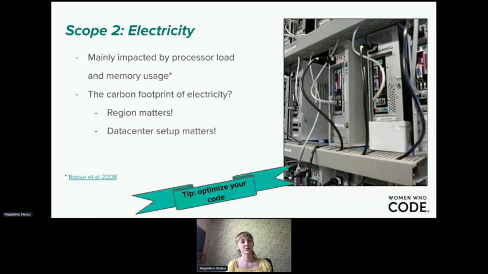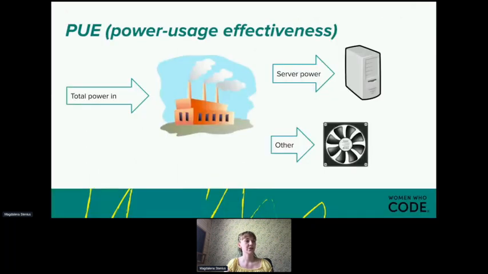Then if we're looking into what the carbon footprint of electricity is, there are a few different kind of topics that need to be addressed. One of them is the region in which that electricity is consumed, and the other one is the data center setup. Let's dive into some of those concepts. The first word that will become visible when you start Googling data center carbon emissions is PUE, or power usage effectiveness.